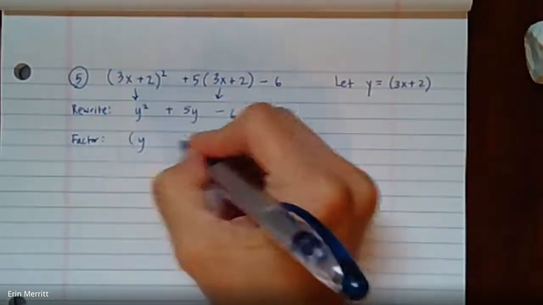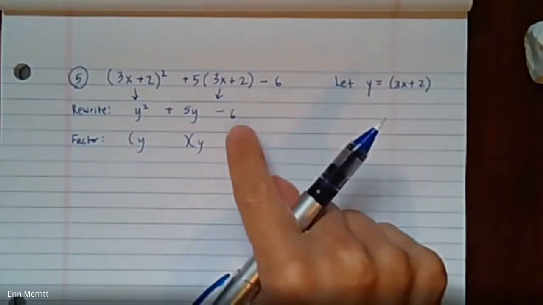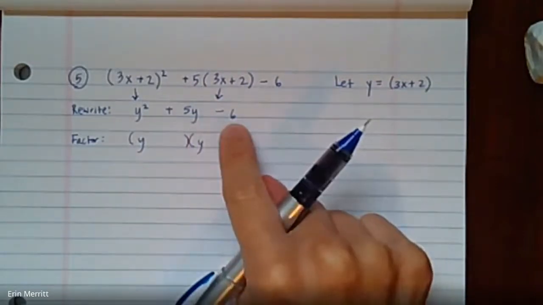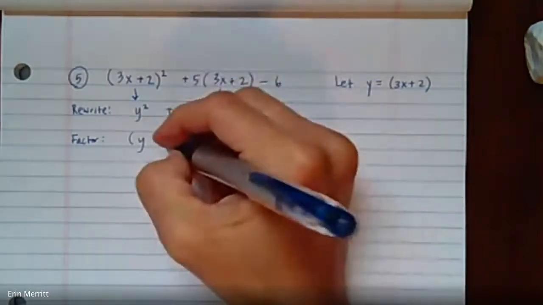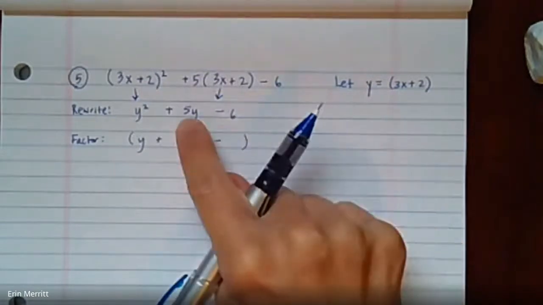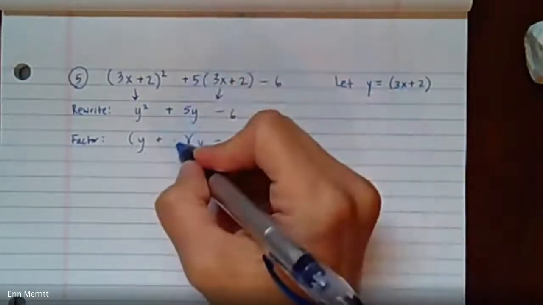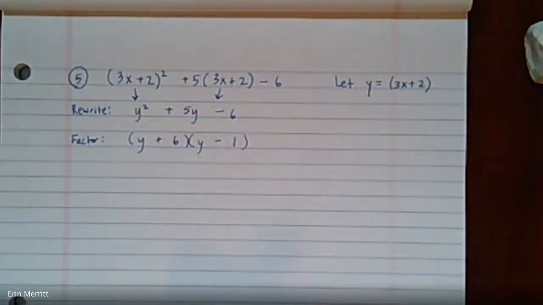So I know it's going to go y and y. Be careful with this one. Sometimes the 6 and 5 can be confusing. The fact that it's a minus 6 means one of the signs has to be plus, one has to be minus to multiply to get that negative. So if I want it to add up to 5, I got to go plus 6 minus 1. If the signs were different, maybe you could get away with the 2 and the 3. So now we've done the factoring step.